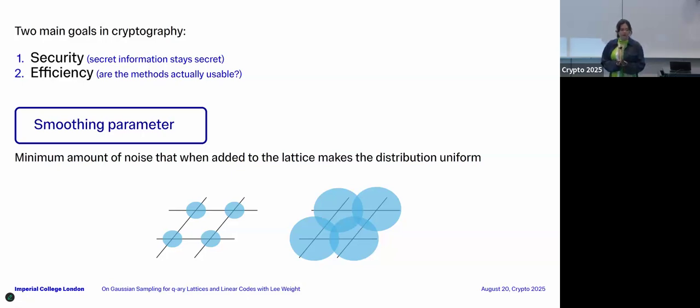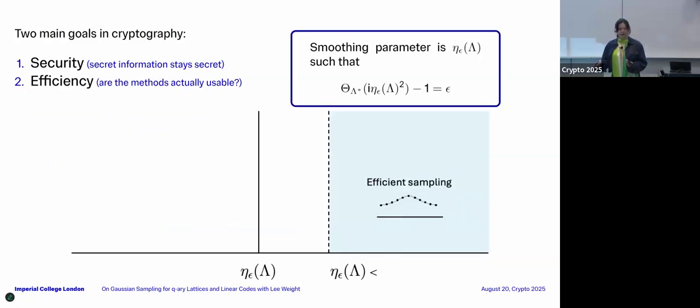And the smoothing parameter is the minimum amount of noise that we add to the lattice to make the distribution appear uniform. So it's the smallest ball that we add to each lattice point so that we are kind of smoothing this region into one uniform darkness color. Mathematically, the smoothing parameter can be computed using the theta series of the dual lattice, which is something that we'll see in a few slides' time.